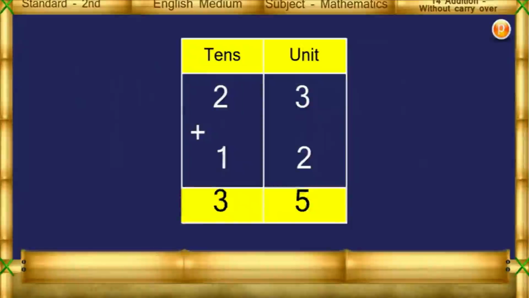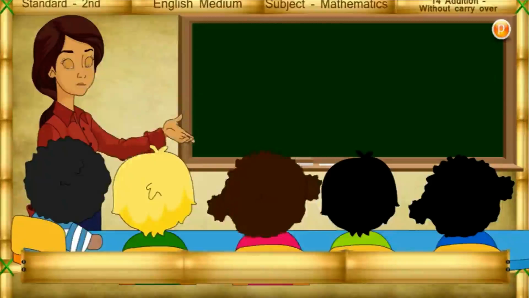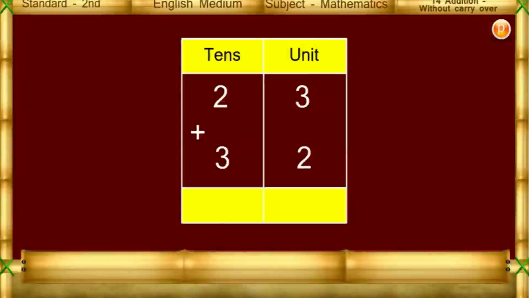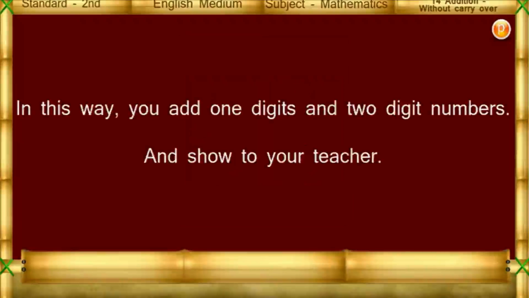Have you noticed? Let's solve the following examples. 23 plus 32 equals 55. 24 plus 3 equals 27. 12 plus 36 equals 48. And 47 plus 41 equals 88. In this way, you add one-digit and two-digit numbers and show it to your teacher.